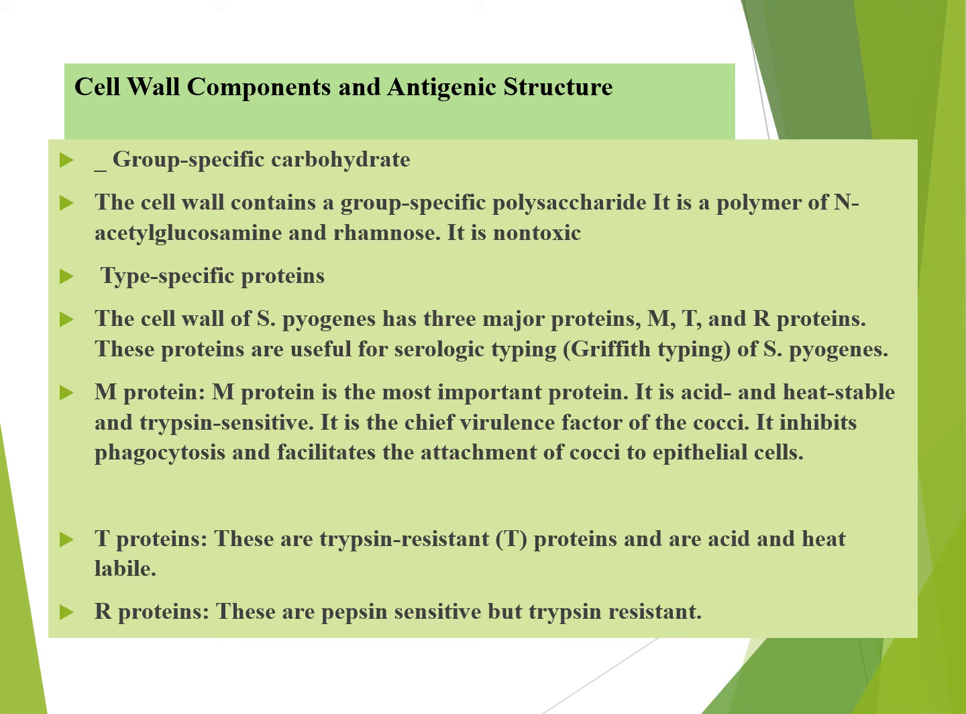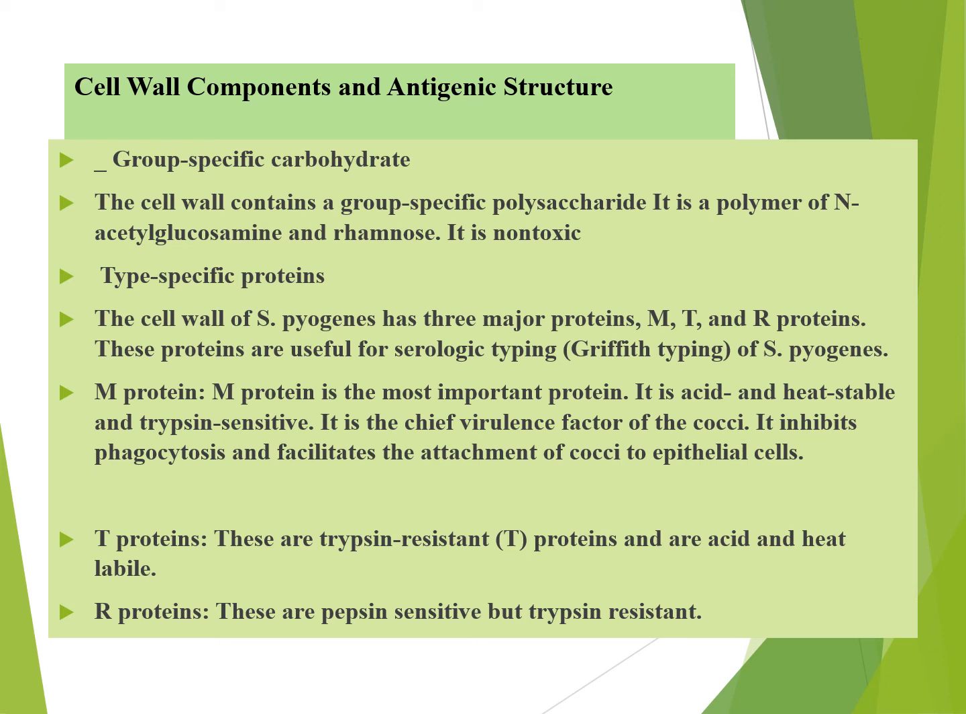The cell wall contains a group specific polysaccharide. It is a polymer of N-acetyl glucosamine and rhamnose. It is non-toxic. Type 2 is the other type, which is proteins. The first is carbohydrate, polysaccharide; the second is proteins.